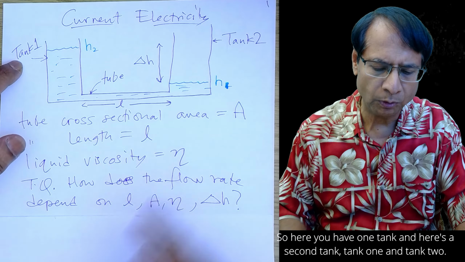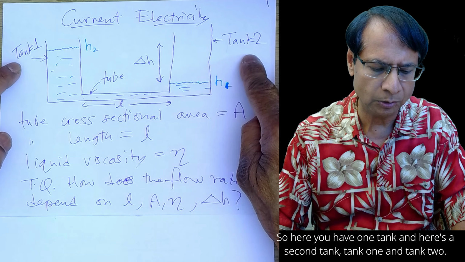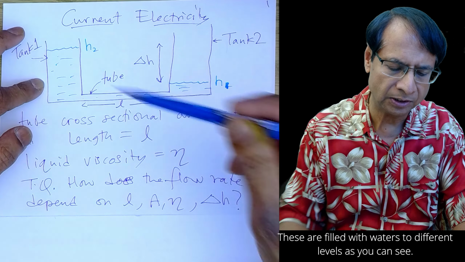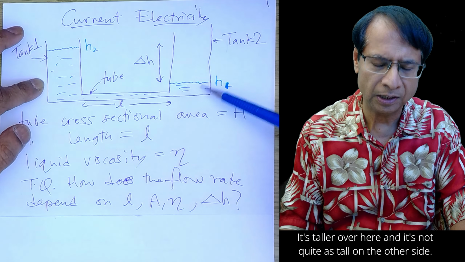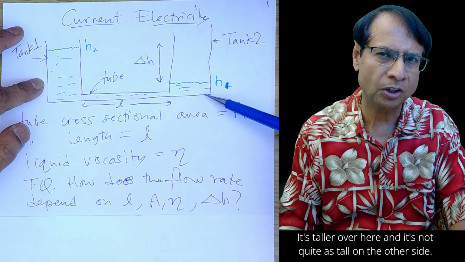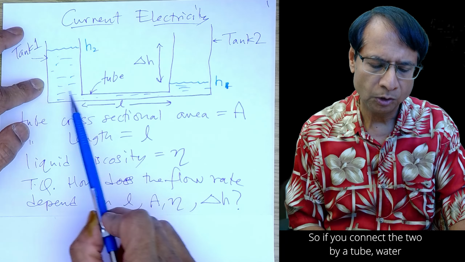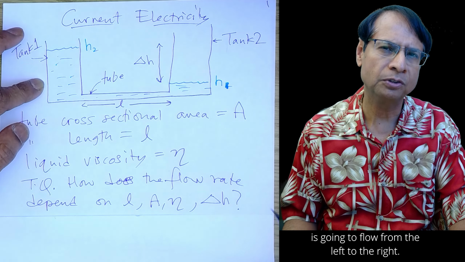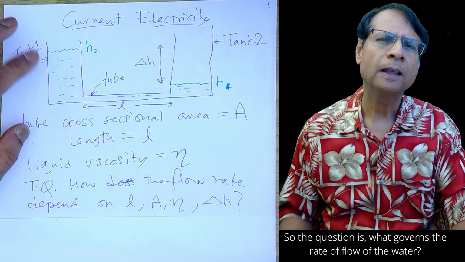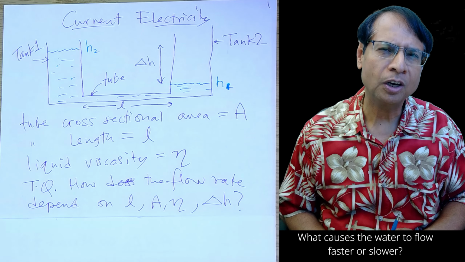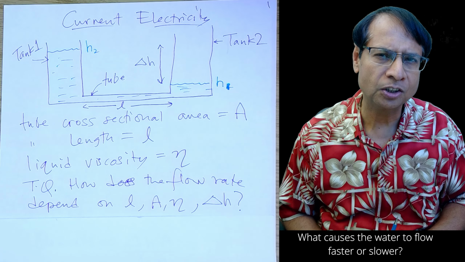So here you have one tank, and here's a second tank, tank 1 and tank 2. These are filled with water to different levels. As you can see, it's taller over here, and it's not quite as tall on the other side. So if you connect the two by a tube, water is going to flow from the left to the right. So the question is, what governs the rate of flow of the water? What causes the water to flow faster or slower?